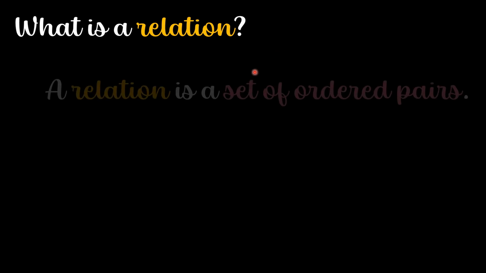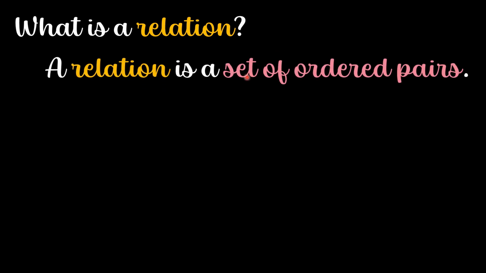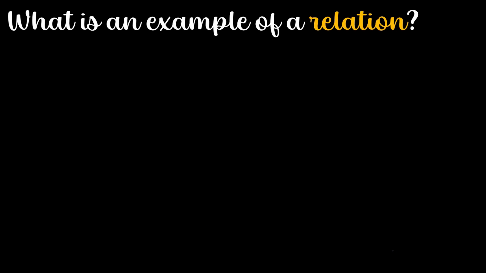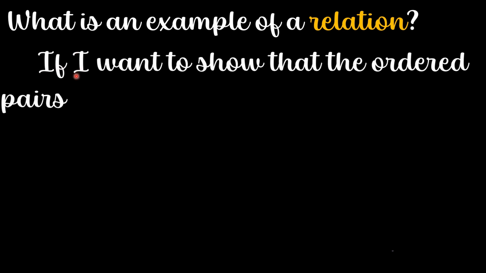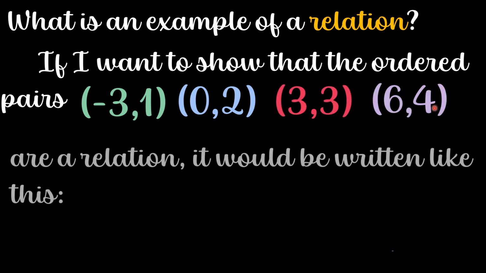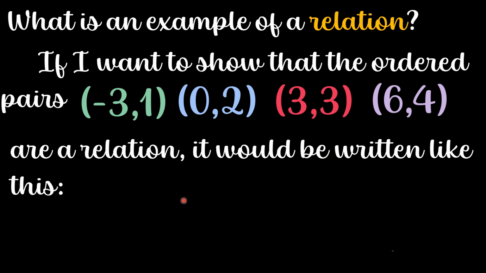Now, what is a relation? A relation is a set of ordered pairs. When you group two or more points in a set, it is referred to as a relation. When you want to show that a set of points is a relation, you list the points in braces. So let's have an example. What is an example of a relation? If I want to show that the ordered pairs -3 and 1, 0 and 2, +3 and 3, 6 and 4 are a relation, it would be written like this.